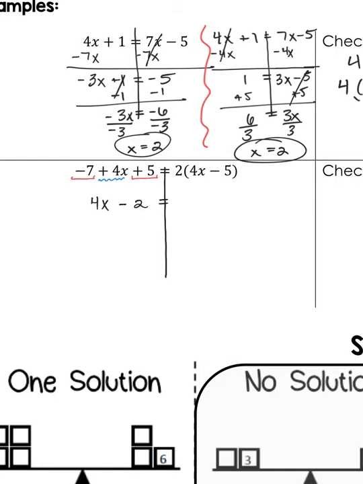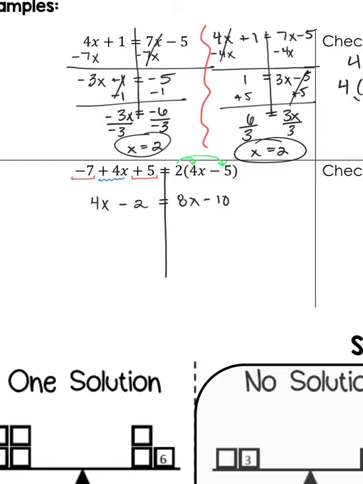On the right side, I don't have any like terms, but I do have a number that needs to be distributed. So I'll distribute a 2 into my parentheses. 2 times 4x is 8x. 2 times -5 is -10. Now we have our simplified equation, and I'm going to make this look like a two-step equation.